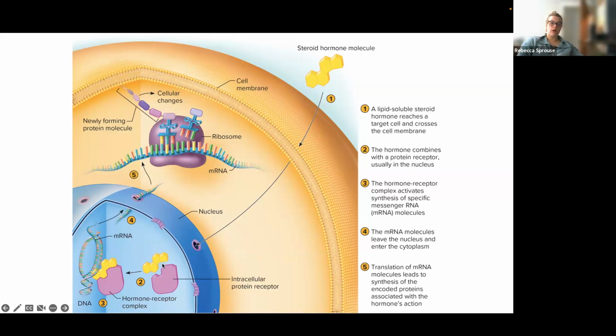Once that hormone receptor complex is initiated, then it can bind to DNA and create an mRNA sequence. And we know that mRNA leaves the nucleus and goes out into the cytoplasm of the cell, and then ribosomes translate that into different proteins. And in this case, this one is forming a new protein molecule, whether that's an enzyme to complete a chemical reaction, or a pump of some sort to maintain fluid balance. It could be a variety of different types of proteins. But essentially what it's going to do is upregulate or downregulate a genetic sequence in order to complete a cellular change.